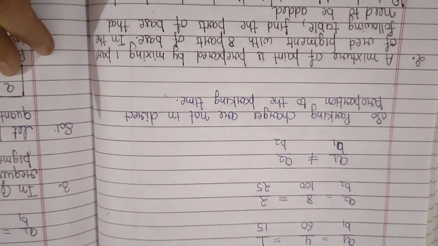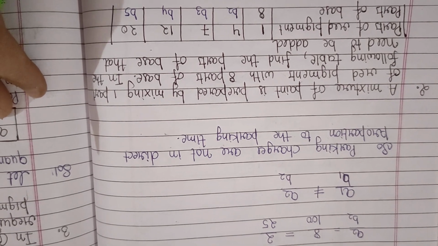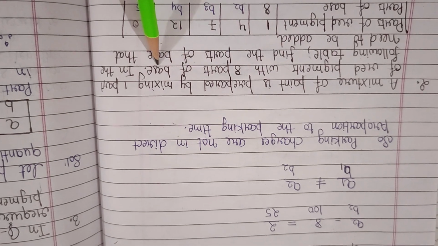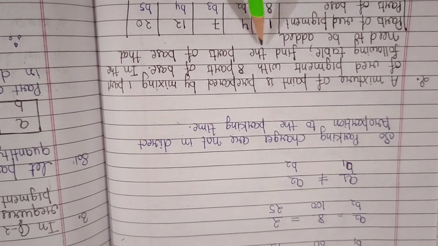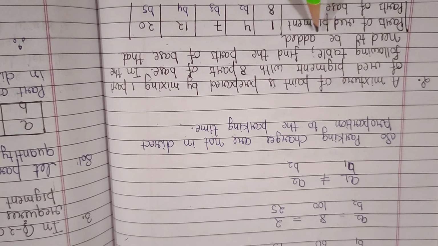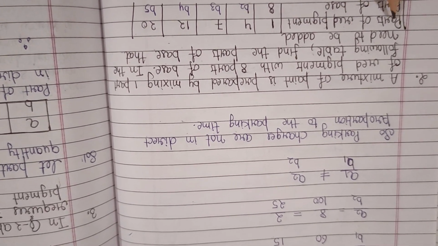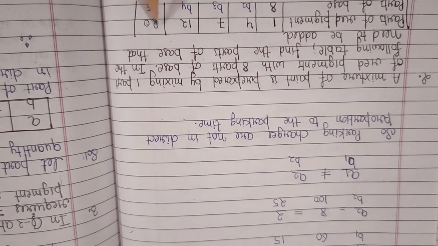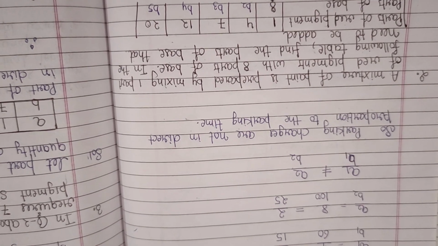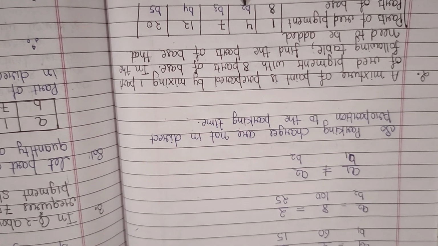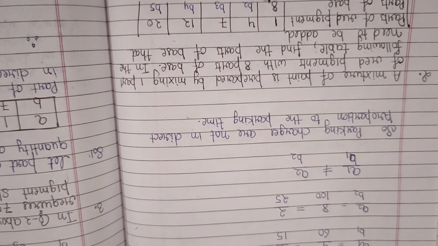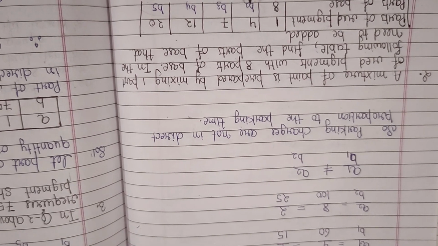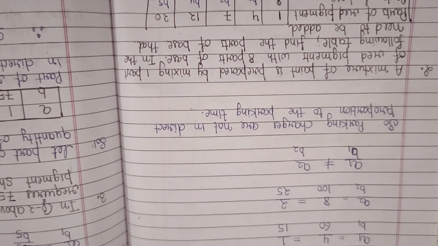Now question number 2. A mixture of paint is prepared by mixing 1 part of the red pigment with 8 parts of the base. In the following table, find the parts of the base that need to be added. This is a table in which parts of red pigment are given as 1, 4, 7, 12 and 20. And here the part of the base is given as 8. Then we have to find B2, B3, B4 and B5. Actually we have to complete this table by finding the values B2, B3, B4 and B5 respectively.